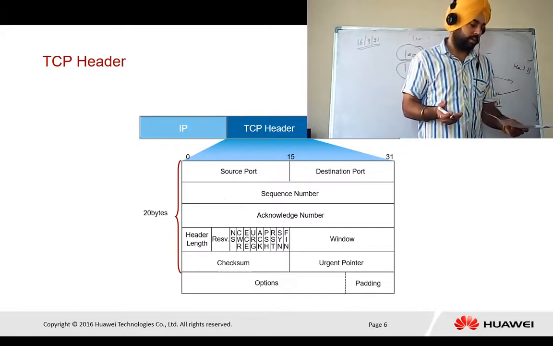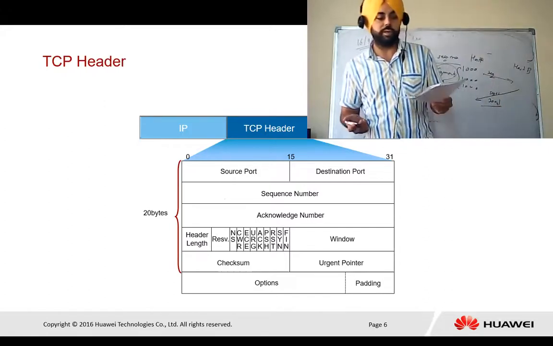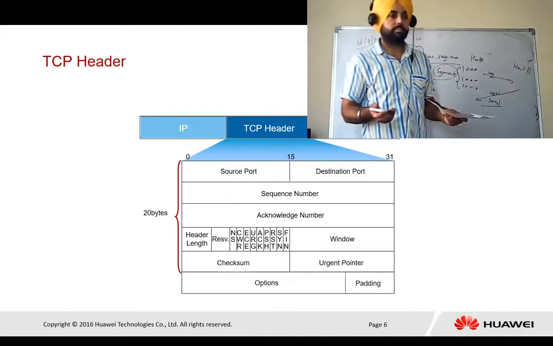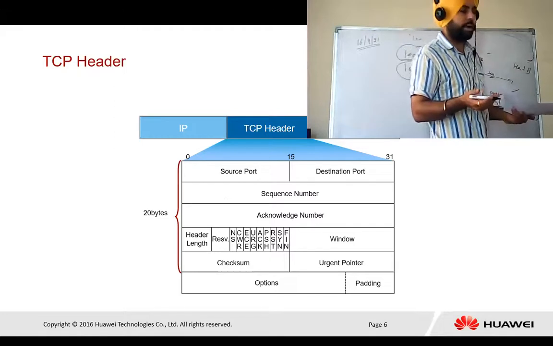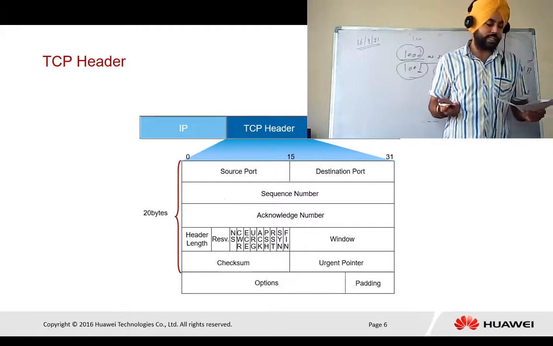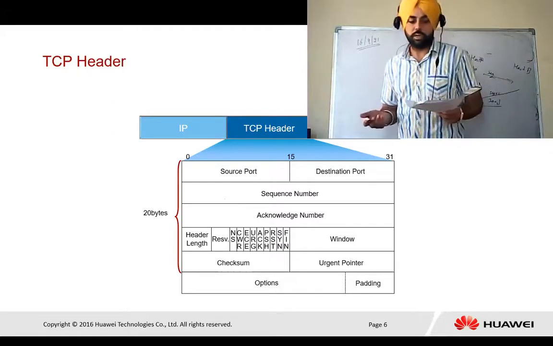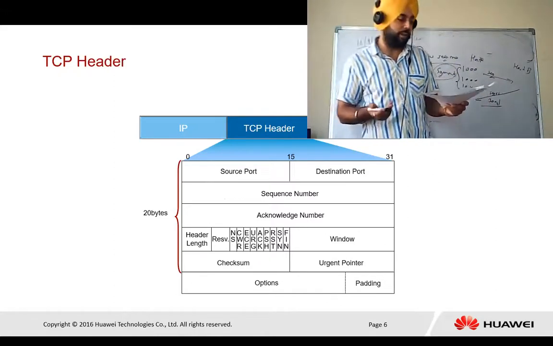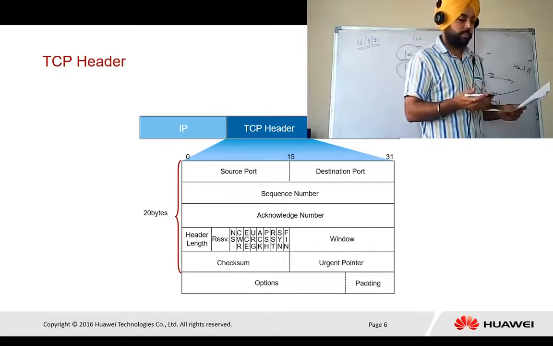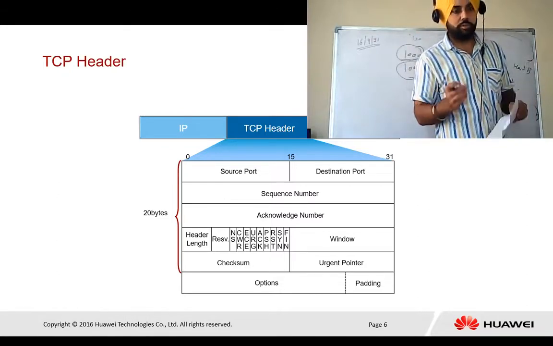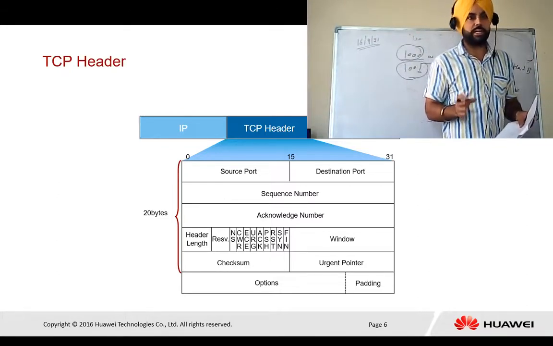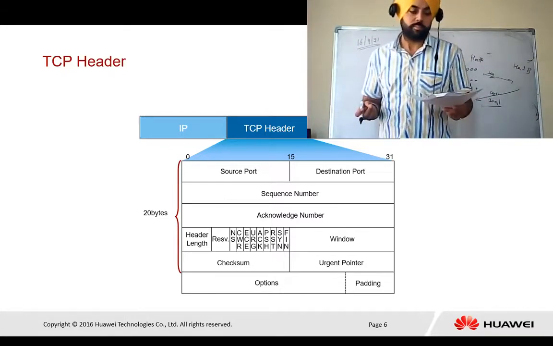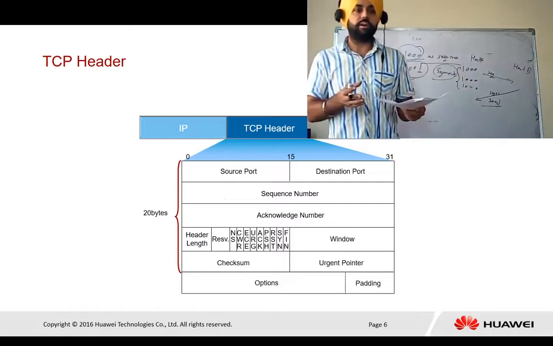Next is the option part. Option means an additional feature you want to add. After that, the padding field, which is a number of 0s and 1s. It will fill the gap between the data. If there is free space, then it will add 0 and 1. Okay. Now moving further.